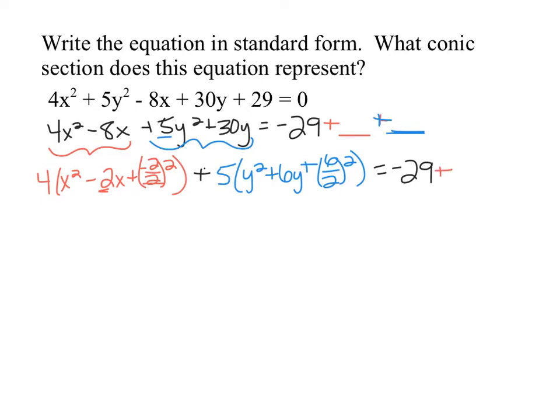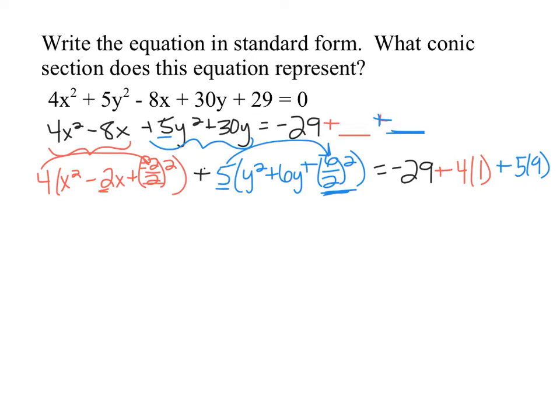Okay, now you have to be careful when we're adding here. We're going to add this negative 2 over 2 squared, which would just be 1, but it's being multiplied by 4. So 4 times negative 2 over 2 squared, which is 1. And then plus what was being added here, the 6 over 2 squared, which is 3 squared, which is 9, but times 5, because we pulled that 5 out. So 5 times 9, which is 45.